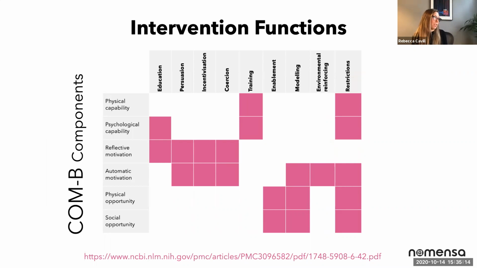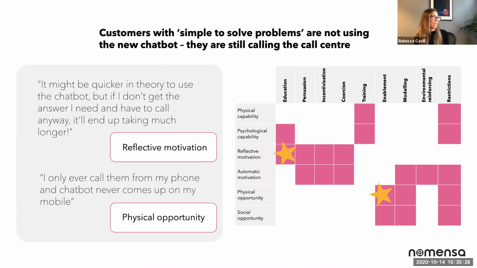Yeah, so this is a much better way of visualizing how those components that we identified relate to the intervention functions that are going to be relevant to us. So as you can see in this example, if I think that reflective motivation represents, it might be quicker in theory to use the chatbot, but if I don't get the answer I need, I'll have to call the call center anyway. So reflective motivation. We can look on this table and see that for reflective motivation, there are 4 types of intervention functions that are recommended.